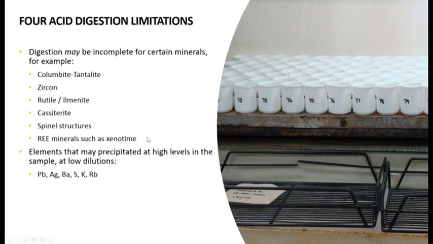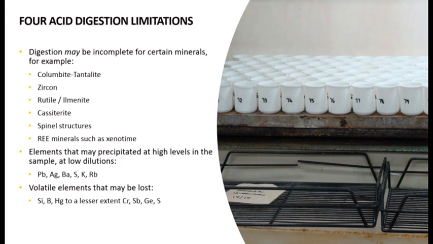Secondly, some elements precipitate at low dilutions, and particularly lead and silver sulfates, lead and silver chlorides, barium sulfate, and potassium and rubidium as perchlorates. They're one of the exceptions, as perchlorates are generally very soluble, but potassium and rubidium, not so much. And some volatile elements are lost. Silicon and boron are lost as volatile fluorides, and there are some other elements that are partially lost, not all lost.